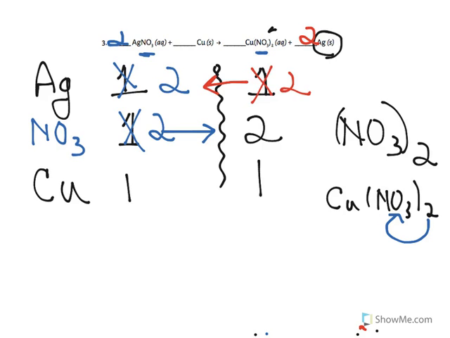So now I go back and I double check. Do I have the same number of silvers on either side? Yes. Do I have the same number of nitrates on either side? Yes. Do I have the same number of copper atoms on either side? Yes. So this equation is balanced.